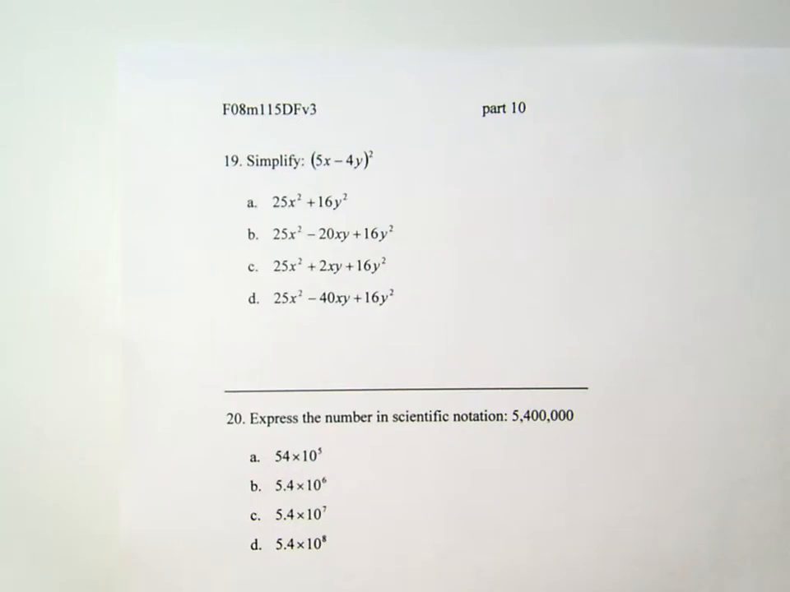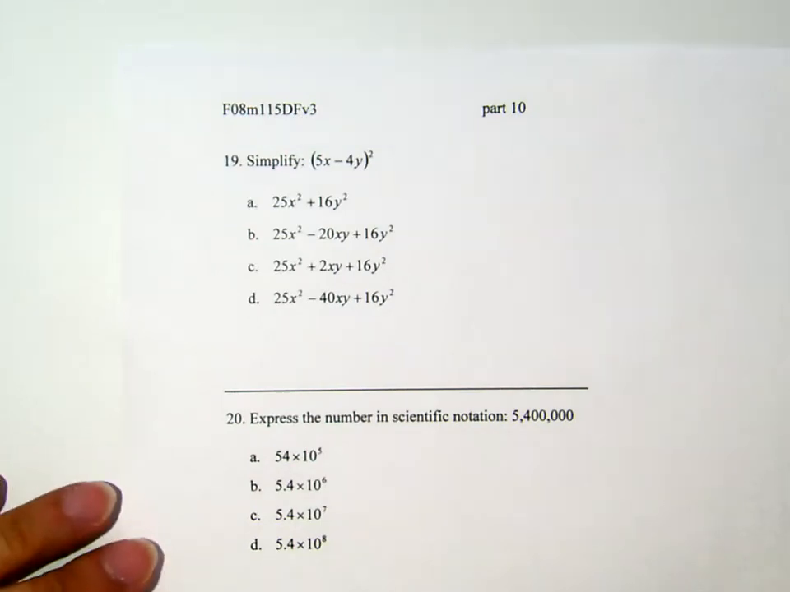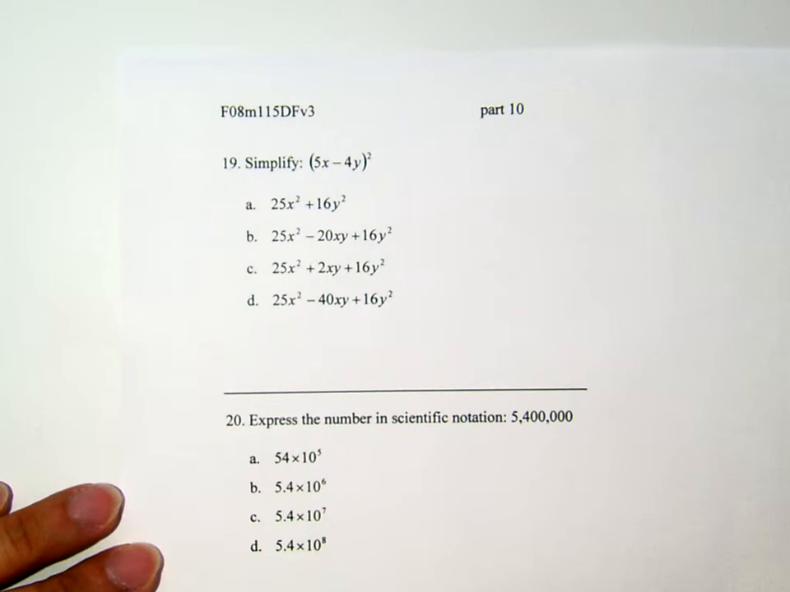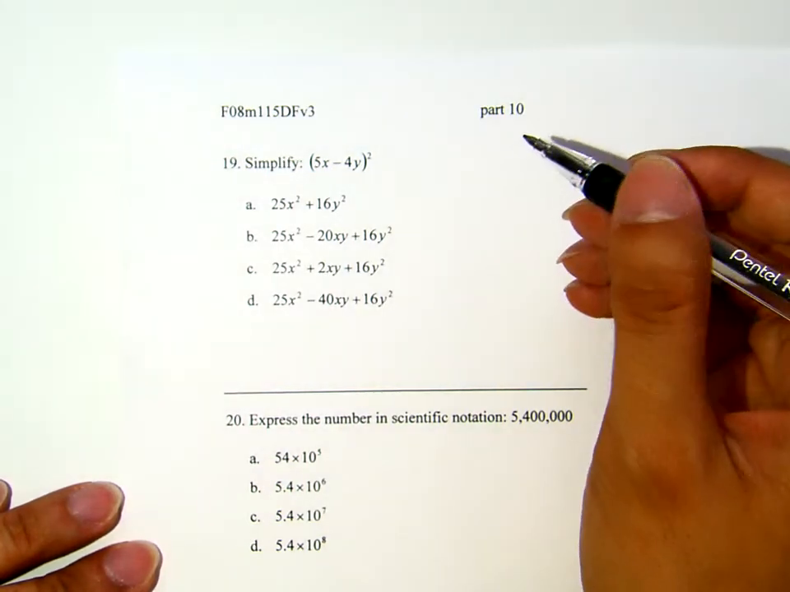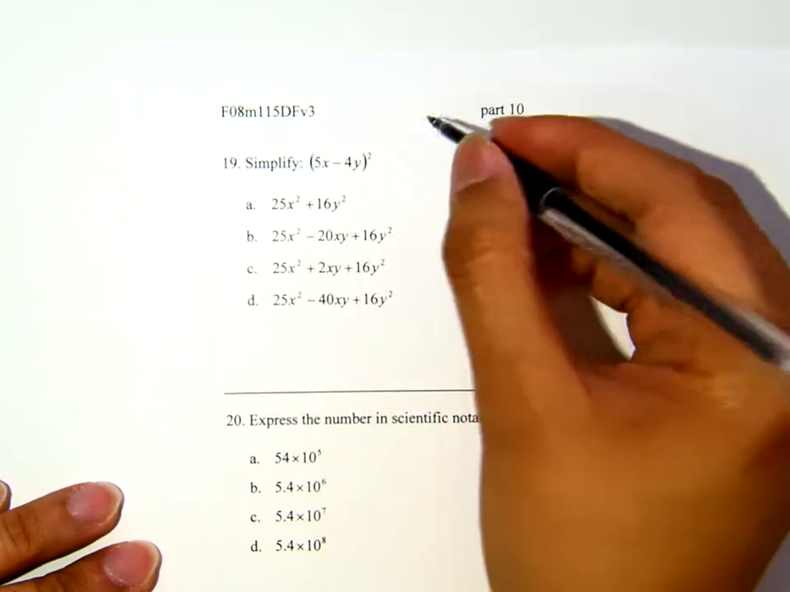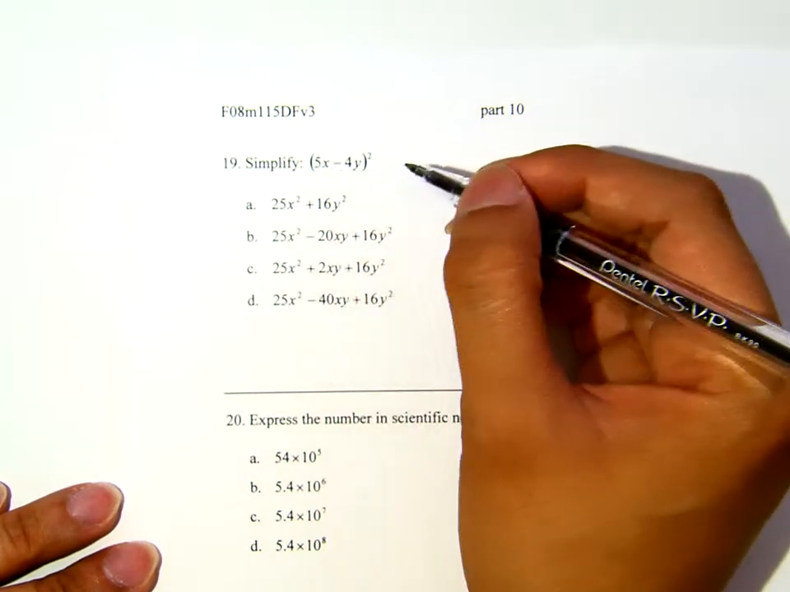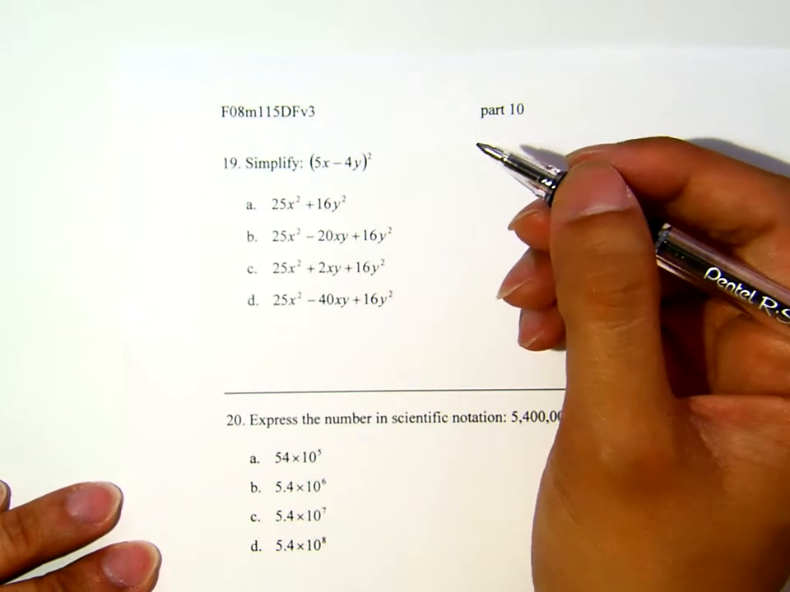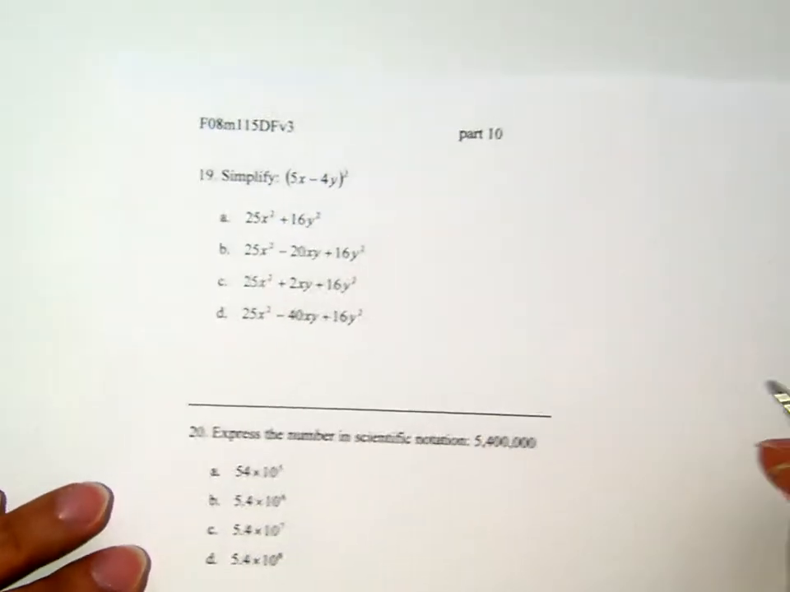The following is for 2008 Math 115 Department Final, Question 3, number 19, 20, and 21. Number 19, we have a perfect square with two terms inside. Now, the way this can be done, I will show you two ways.